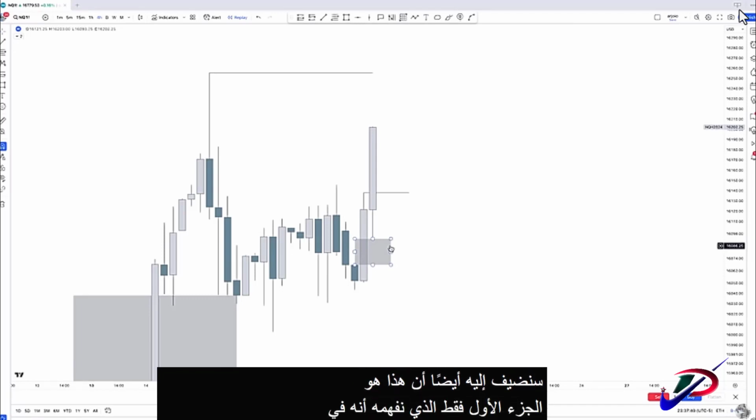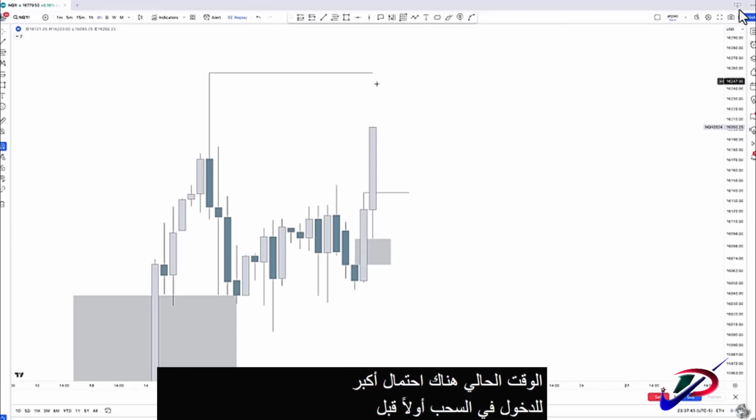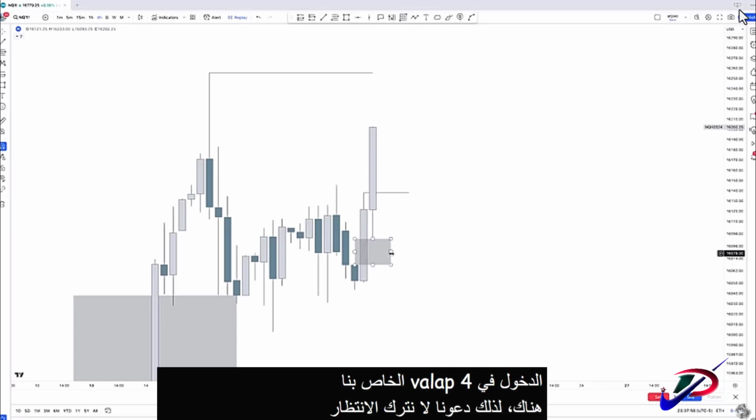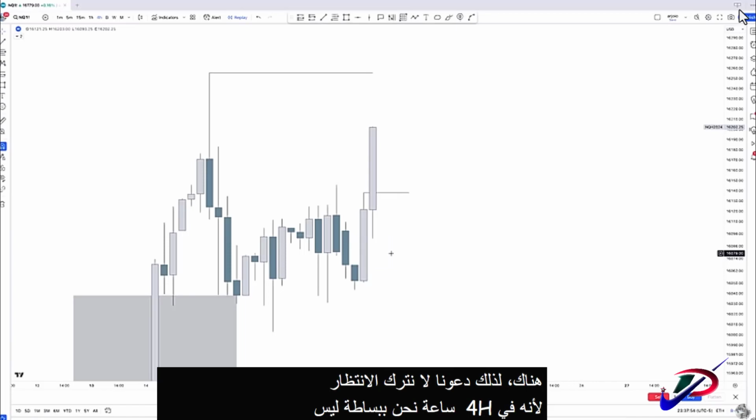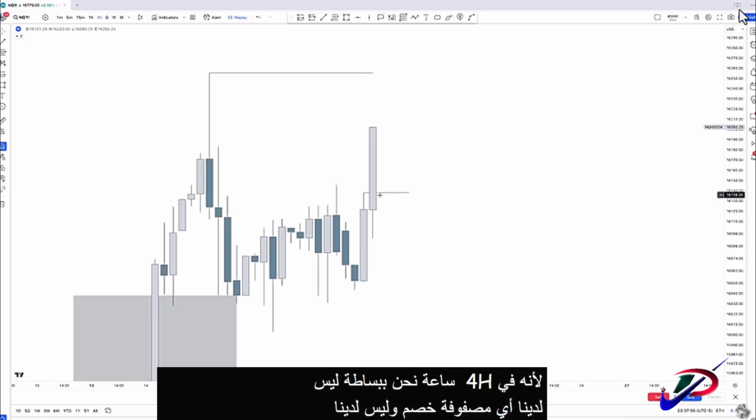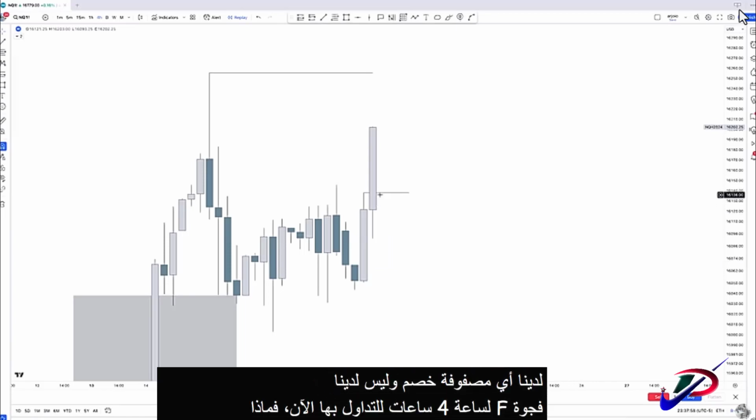We understand that right now, there's a higher probability of coming into the draw liquidity first before even coming into the 4-hour fair value gap right there. So let's not get left waiting, because on the 4-hour, we simply do not have any discount array, do not have a 4-hour fair value gap to trade off of right now.